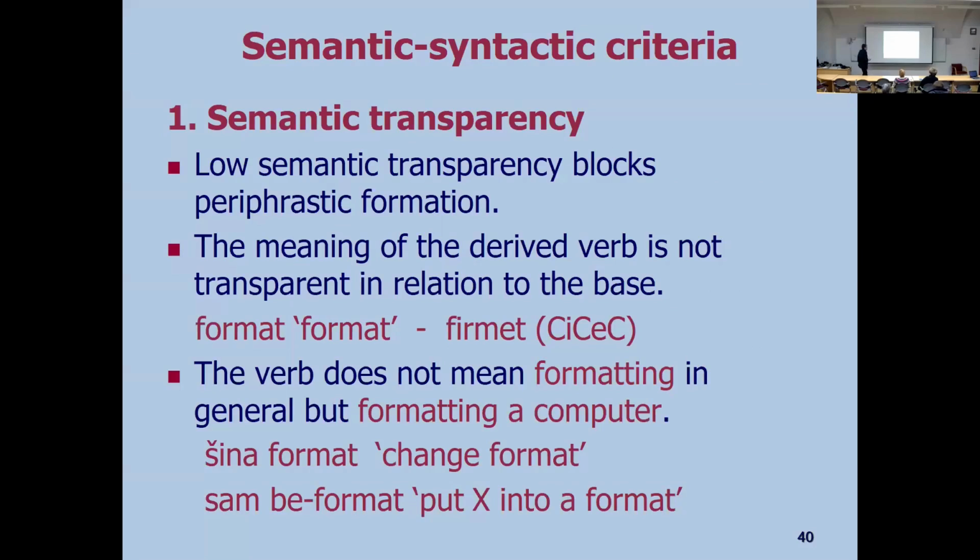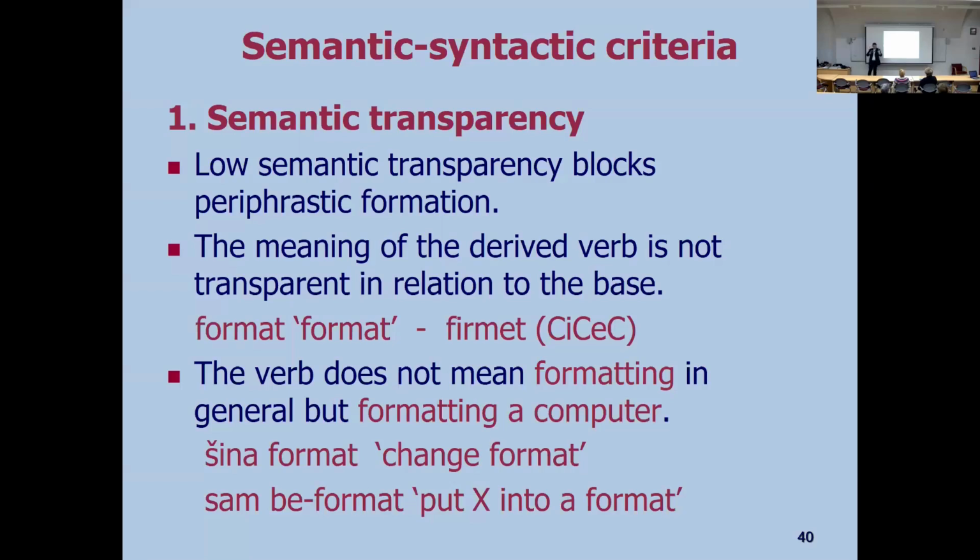How so? The meaning of the derived verb is not transparent in relation to the base, and it is frozen in some way. For example, if we take the word format, which is borrowed into Hebrew as a noun, we have the verb firmet in the PL pattern. Format, firmet, but it has a very narrow restricting meaning only to the domain of computers, like to format a computer. It has no other meaning. So periphrastically, we could have said shina format, change format, or sam be format, put into a format, and it exists, but not in the domain of computers.